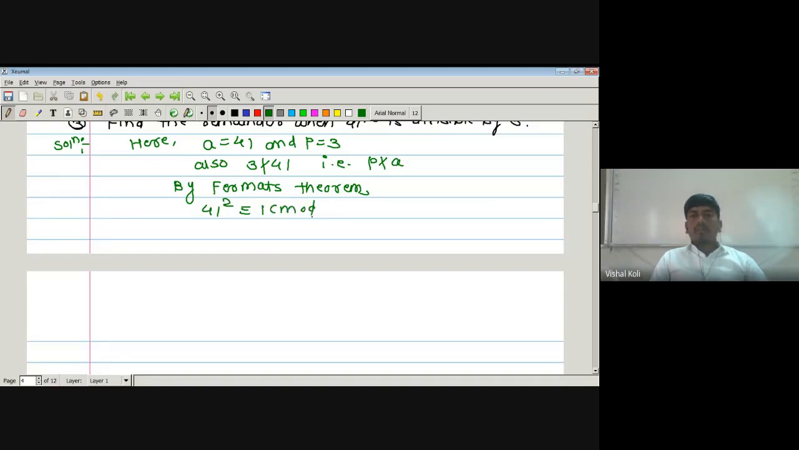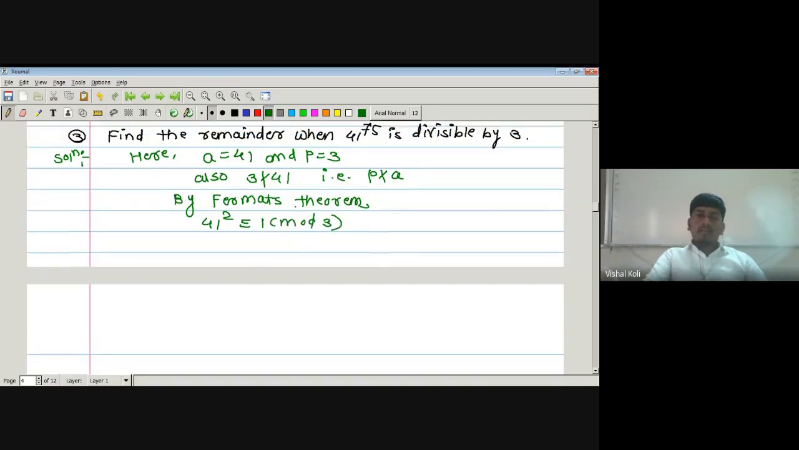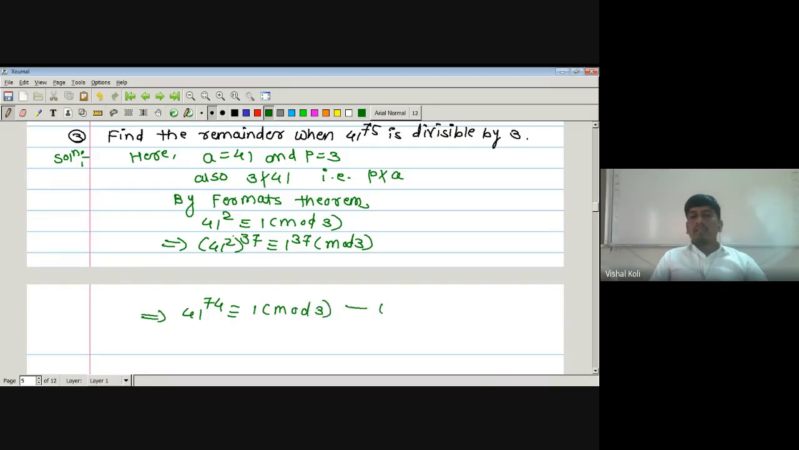But we have to find out 41 to the power 75. Just take the value of K as 37, which is nothing but 41 square to the power 37 is congruent to 1 to the power 37 modulo 3, which is nothing but 41 to the power 74 congruent to 1 modulo 3. Give this one as equation 1.